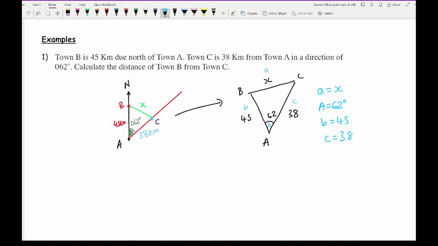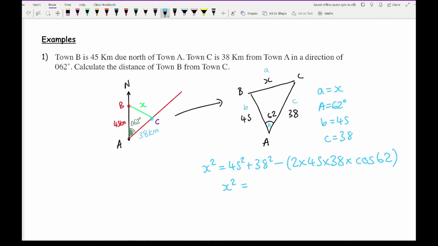So using the cosine rule, I've got x squared equals 45 squared plus 38 squared minus 2 times 45 times 38 times cos of 62. And what I then want to do is type that all into my calculator.